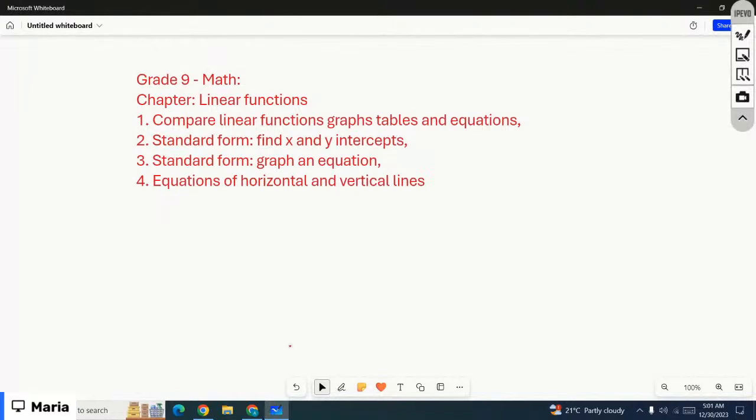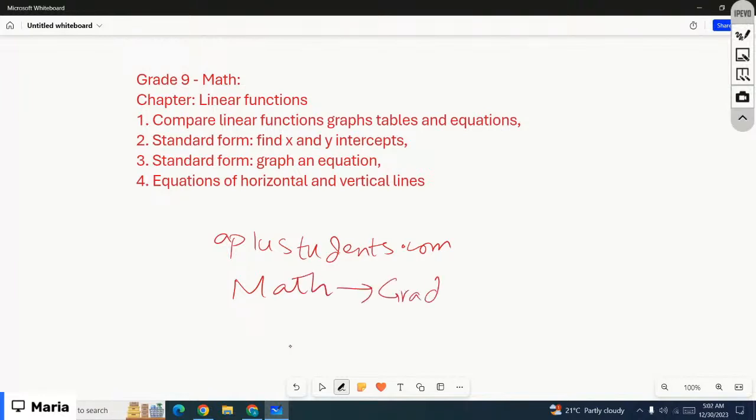You can find all the lessons on aplusstudents.com. You have to log in there using your email address and password as provided by the administrator. Then you have to select math from the subject tab, scroll down to grade 9 and then click on view all lessons. So there you can find a list of the chapters.